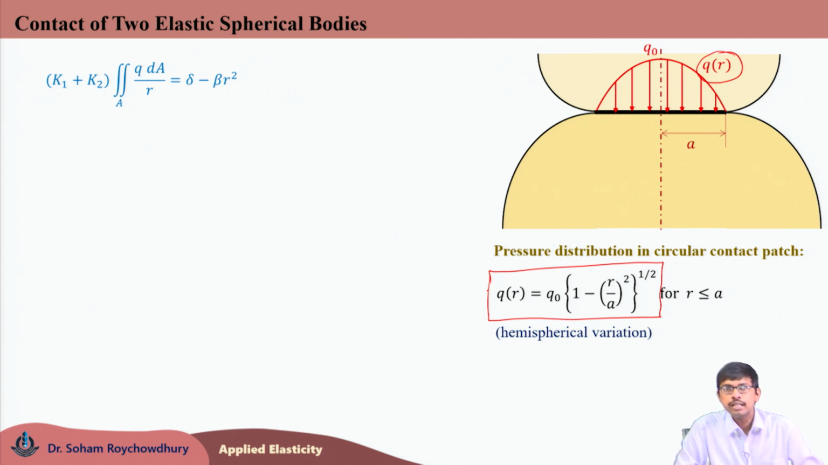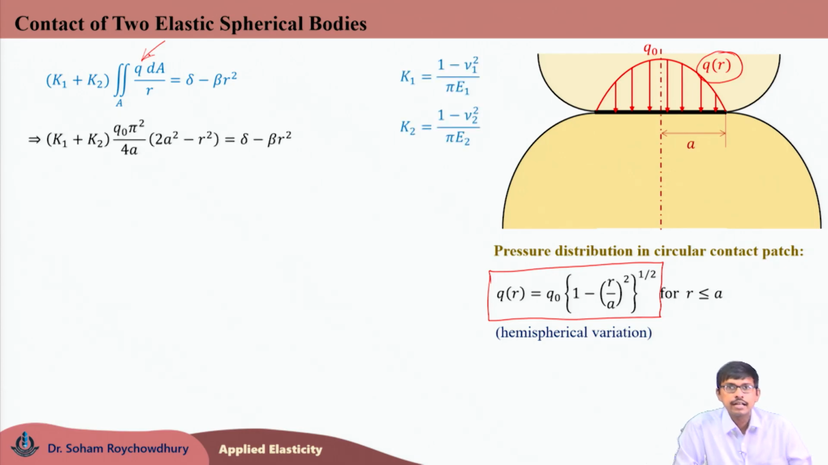Now, substituting this hemispherical pressure variation as proposed by the Hertzian contact stress theory in this equation, and then evaluating this integral, we will get this particular equation where K1 plus K2 times Q naught pi square by 4a times 2a square minus r square is equal to delta minus beta r square, where K1 and K2 are two constants that depend on the material parameters E1, E2 and nu1, nu2, the Young's modulus and Poisson's ratios of both the elastic bodies coming in contact.